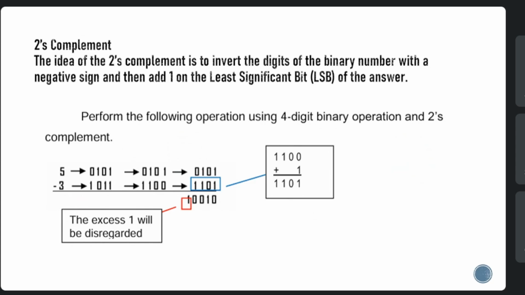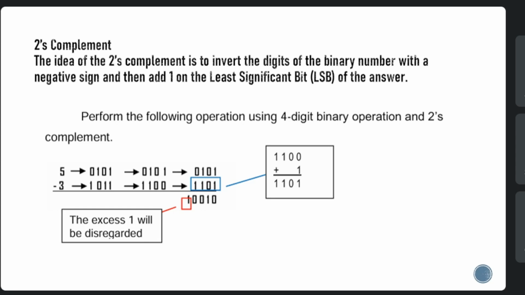Okay, so how about the two's complement? You need to do the ones complement first before the two's complement. The idea of the two's complement is to invert the digits of the binary number with a negative sign and then add 1 on the least significant bit, the LSB. In the ones complement, what is used is the MSB. In the two's complement, it is the LSB.